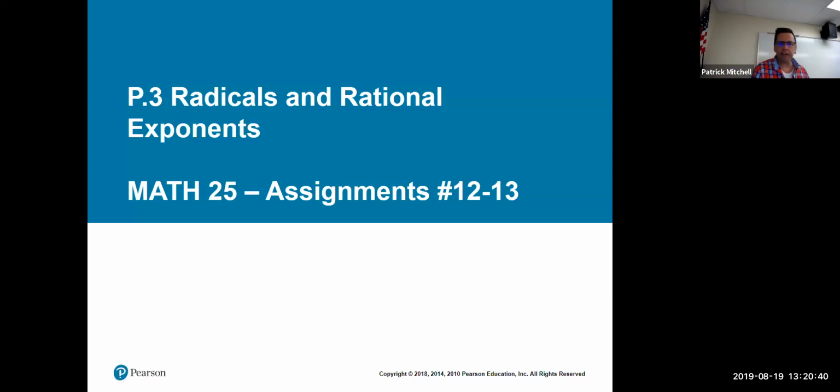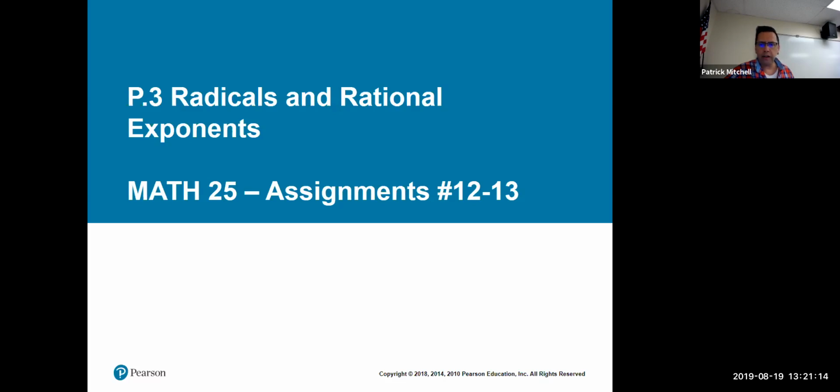Today we're talking about section P3 from the prerequisites chapter having to do with radicals and rational exponents. So you're going to see that radicals come up all the time in trigonometry. They've actually come up already when we talked about the distance formula. Rational exponents don't come up quite as much in trigonometry, but they will come up constantly in calculus. So I want to cover them here just in case you don't see them in your pre-calculus class.